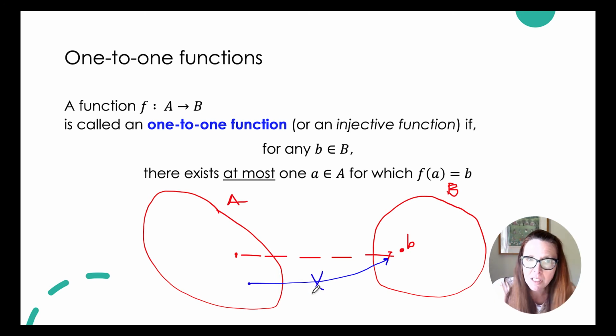So for example, our square function, where both -5 and +5 map to the same point in the codomain, they both map to 25, this can exist. That's not a one-to-one function in that scenario. So there's at most one. It's one-to-one.